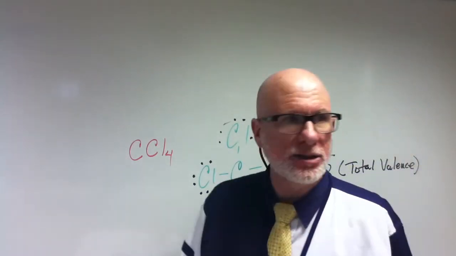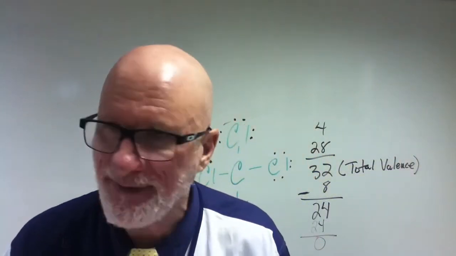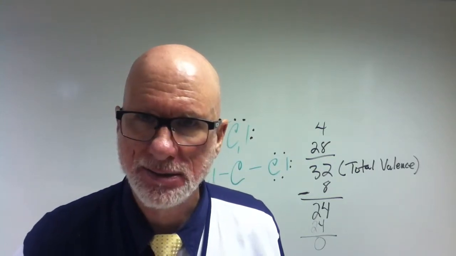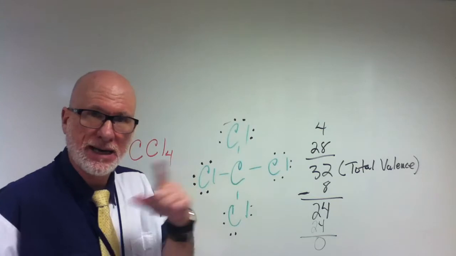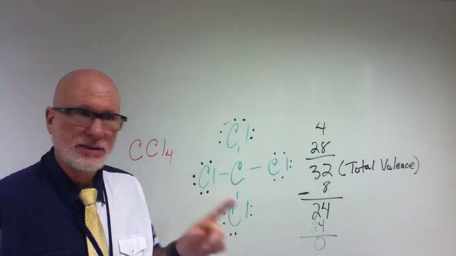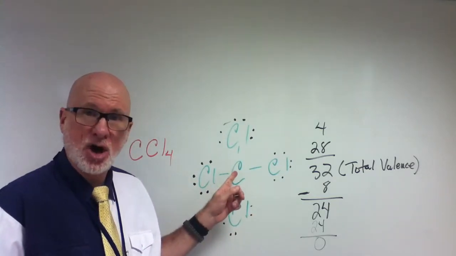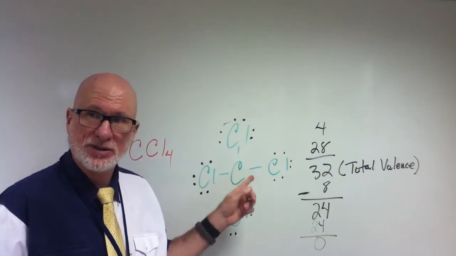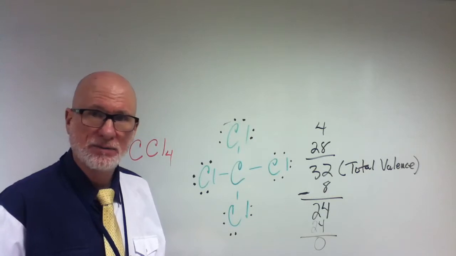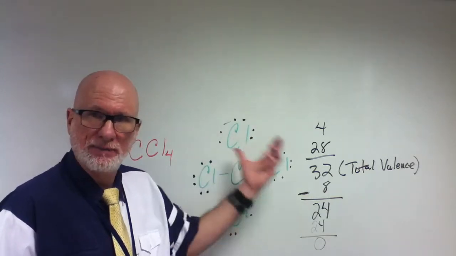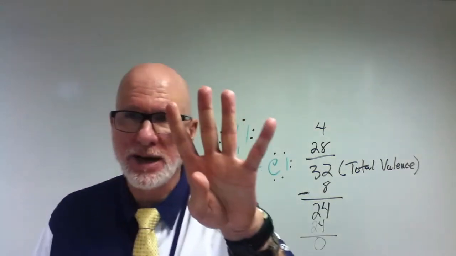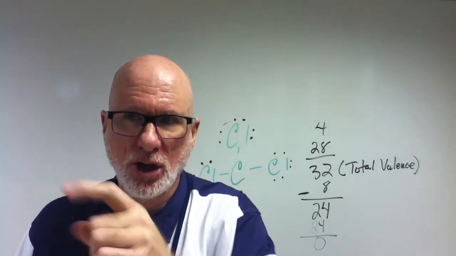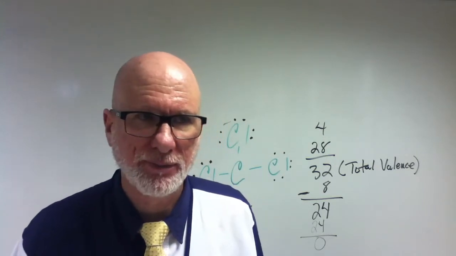Now, does the central atom have any excess electrons? Does it have any non-bonded pairs? No. Does carbon have any unbonded pairs of electrons around it? No. So what's the shape going to be? It's going to be four bonded pairs and 0 non-bonded pairs. Look at your chart. What's the shape?